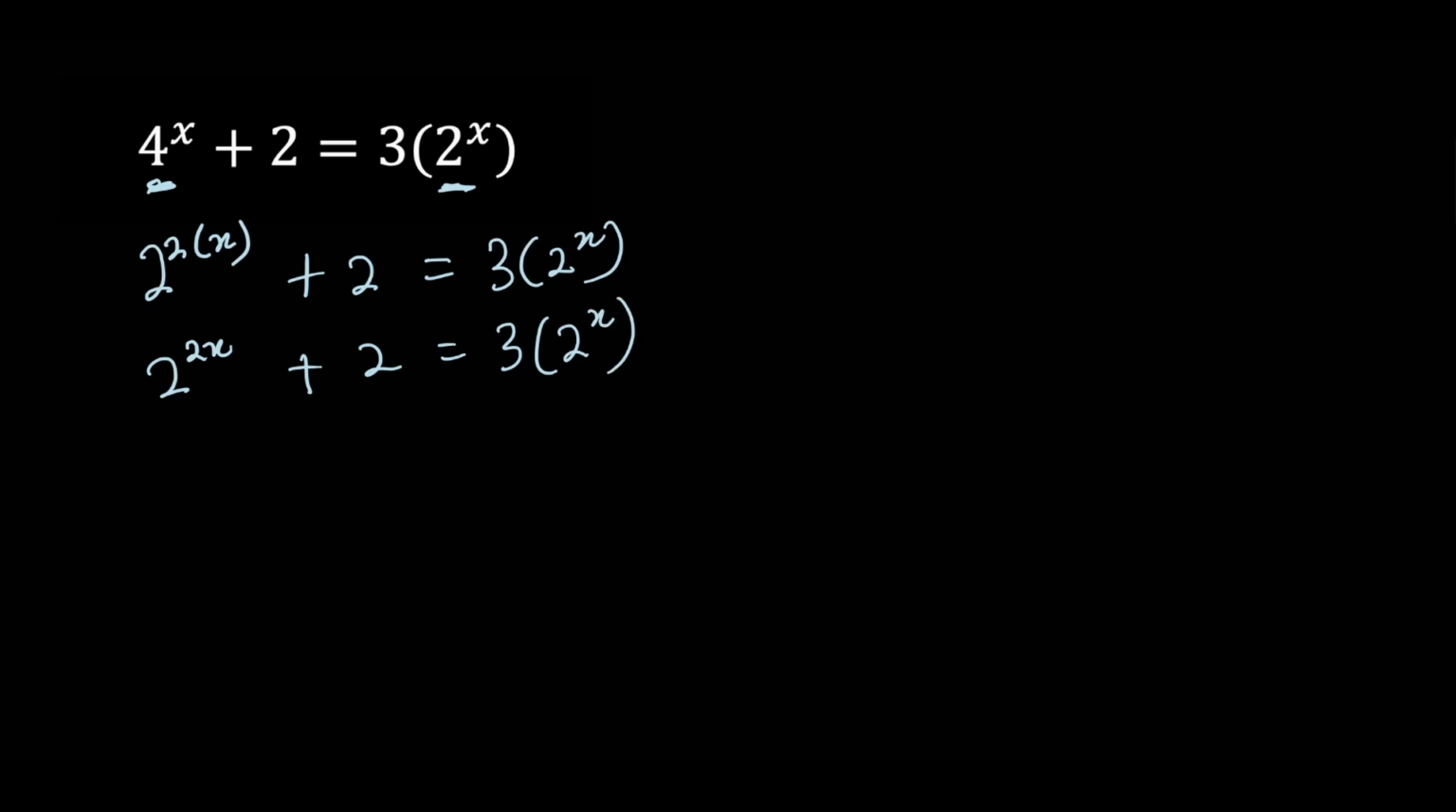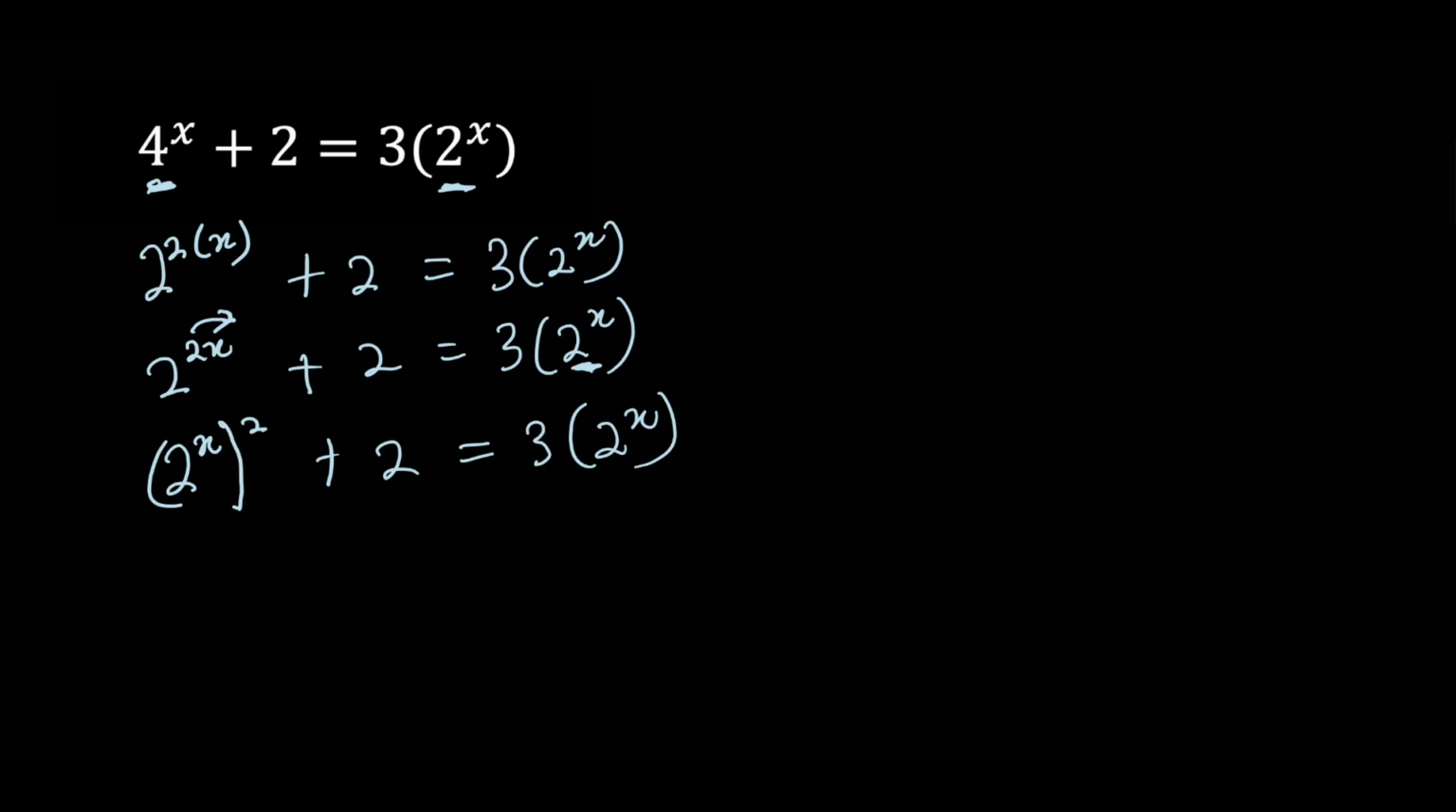Okay, but we are not done because we have to make sure we have this same thing, 2 to the power x, over here. So what we can do is bring this 2 outside the bracket. So it's going to be 2 to the power x, then 2 plus 2 equals 3 into bracket 2 to the power x. When you get your question this way, you are almost done. Okay, it becomes very, very simple.